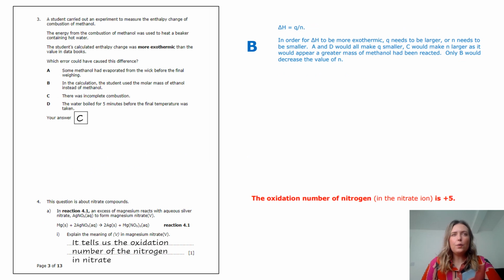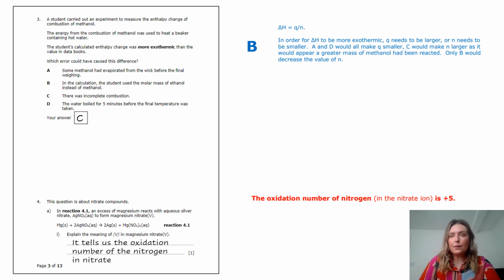So, on to our final multiple choice question. This type of question is very common. The idea is that you talk about an experiment, a value is obtained from that experiment, and that value is different to what was expected, so perhaps different to that from the data books. And here it says that the value was more exothermic than expected. So this is an enthalpy change of combustion experiment that's got a larger magnitude value for delta H than expected.